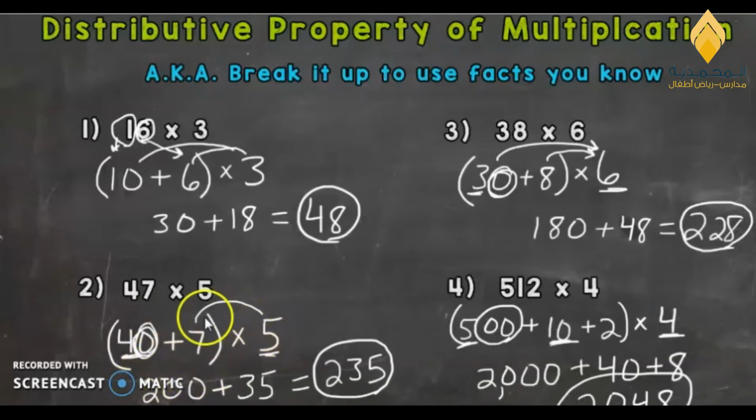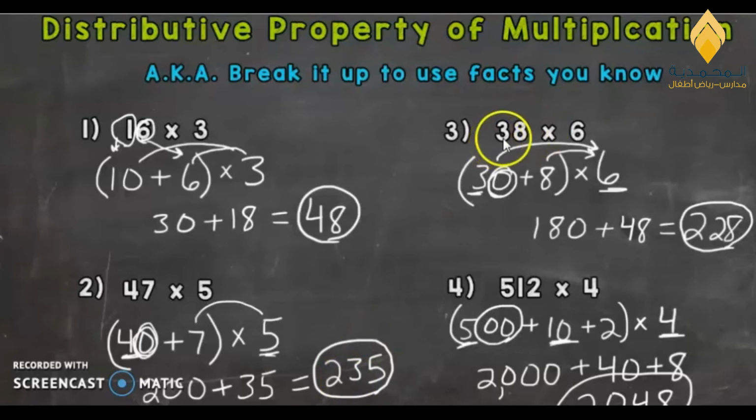So 5 times 40 is 200. Then put the plus sign here. Then multiply 5 with the 7. 5 times 7 equals 35. Again, 5 times 40 is 200, plus 5 times 7 equals 35. Then add these two numbers together, which is 235. We can do it mentally because 200 plus 35 equals 235.